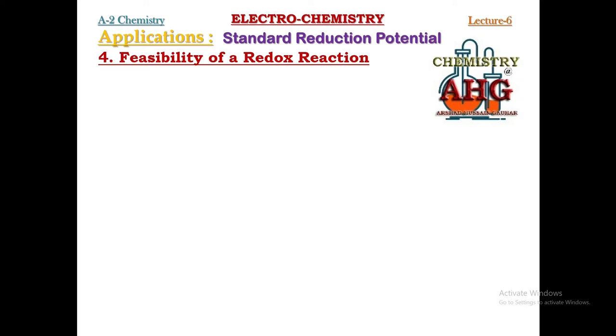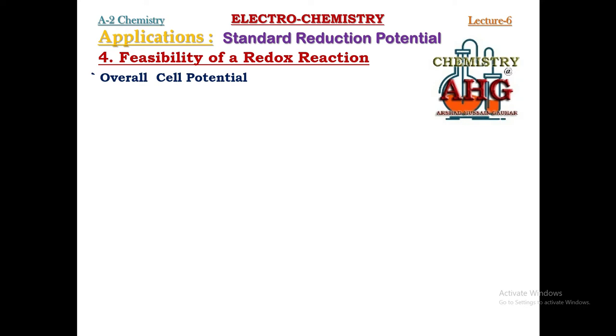Now, first of all, how can you decide with the help of standard reduction potential whether a reaction is feasible or not feasible? Whenever you want to decide whether a reaction is feasible or not, you will take the help of standard reduction potential. By using standard reduction potential, you will calculate the overall cell potential of a cell, that will help to decide whether a reaction is feasible or not.